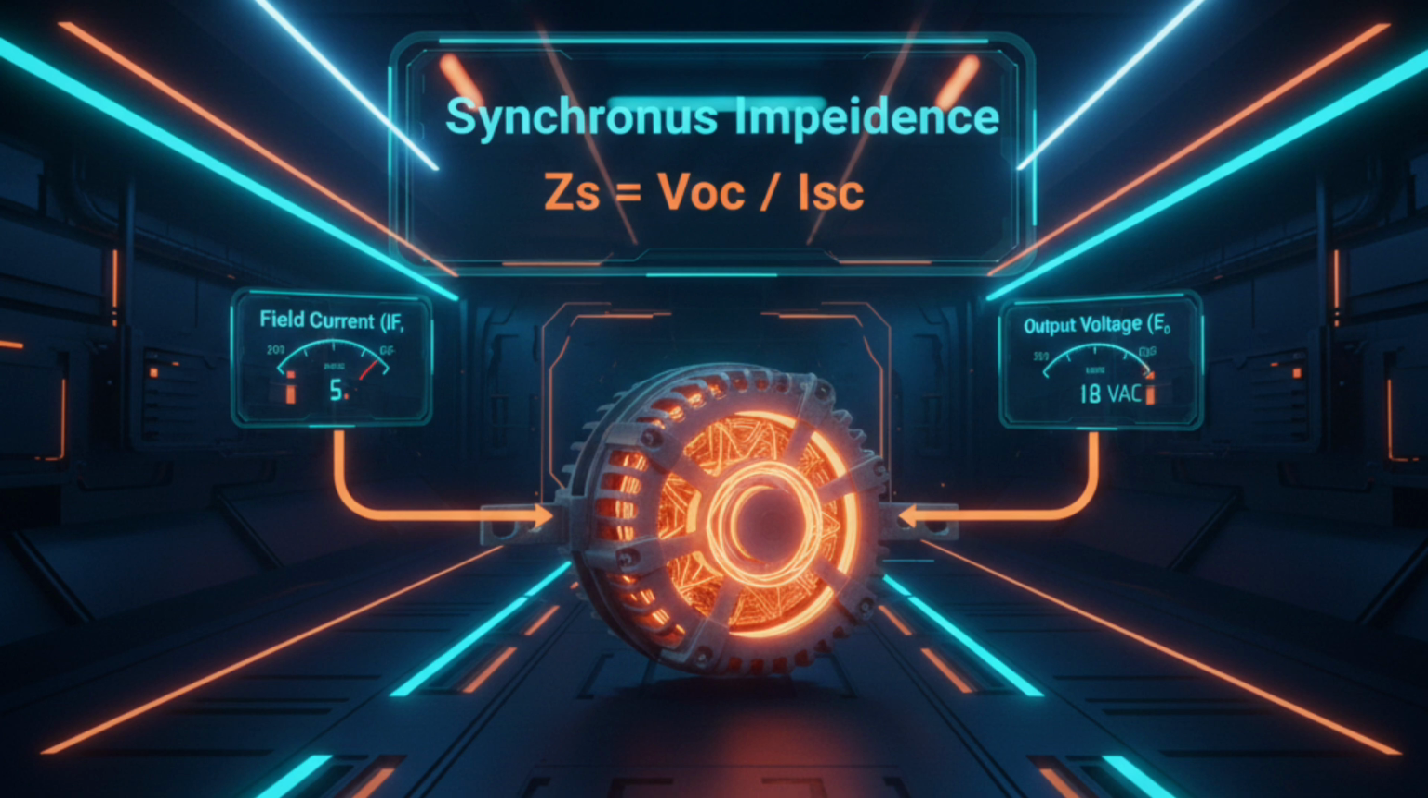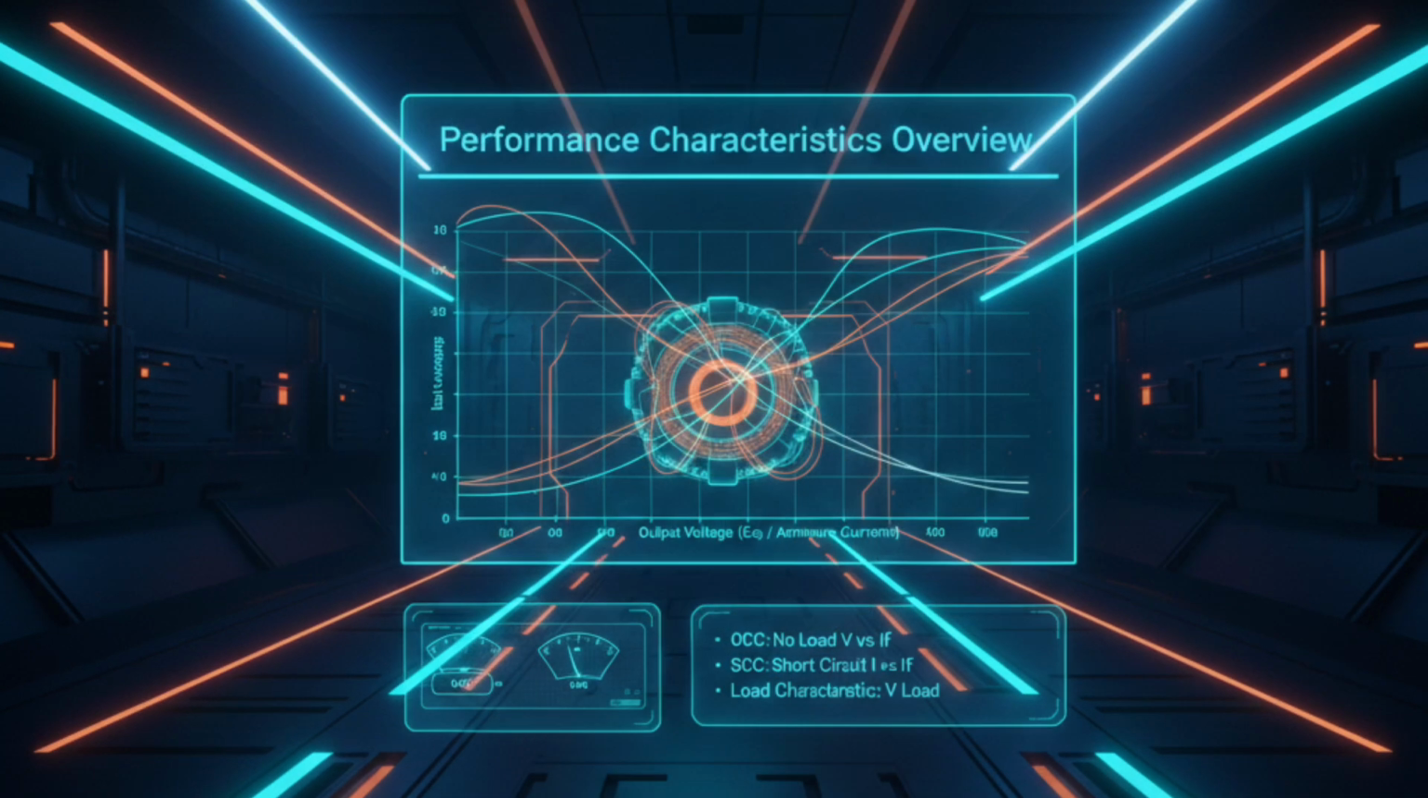This value allows engineers to estimate voltage regulation and predict how the alternator will behave when supplying loads. In marine DG systems operating in parallel, knowing synchronous impedance helps in assessing voltage stability and reactive load sharing. From an examination point of view, you should be able to explain how ZS is obtained and why it is only an approximate method.